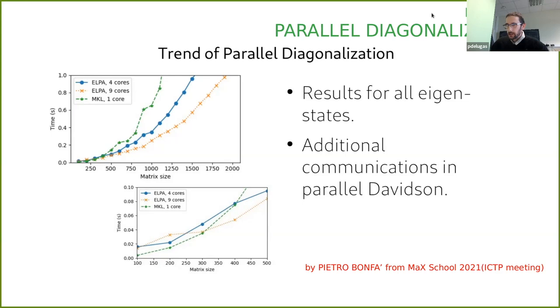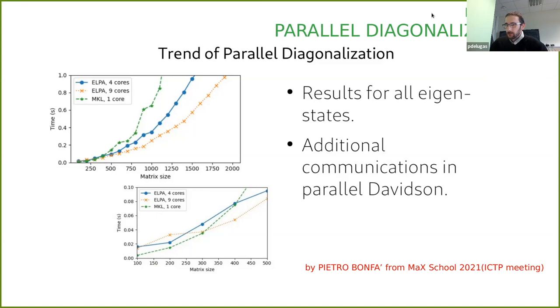So basically, we included the ELPA library, which is the main one. This graph shows the performance trend as a function of the matrix size for the main diagonalization libraries, namely ELPA and MKL. As you can already see, we have a big advantage in using parallel libraries as the matrix size grows. But if we go in the region where the matrix size is pretty small, let's say under a few hundreds of units, we see that the serial algorithm is still the most advantageous one.